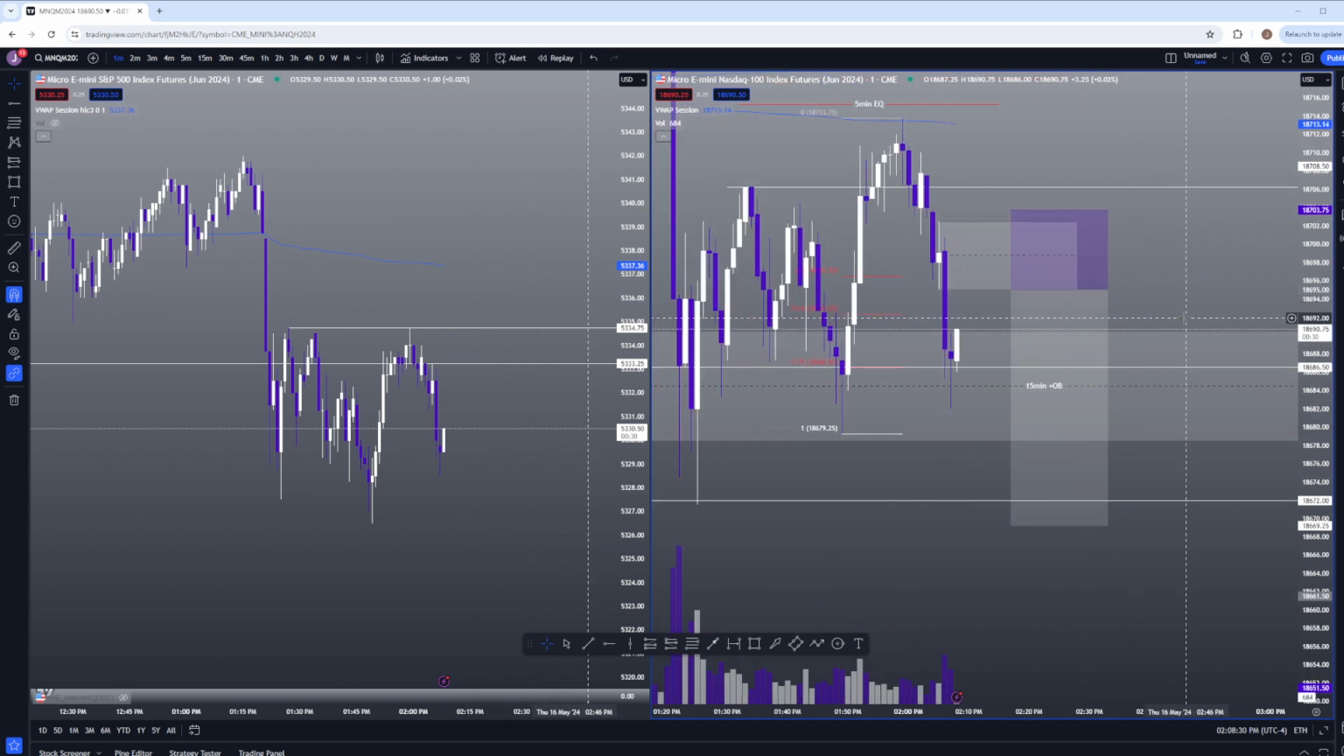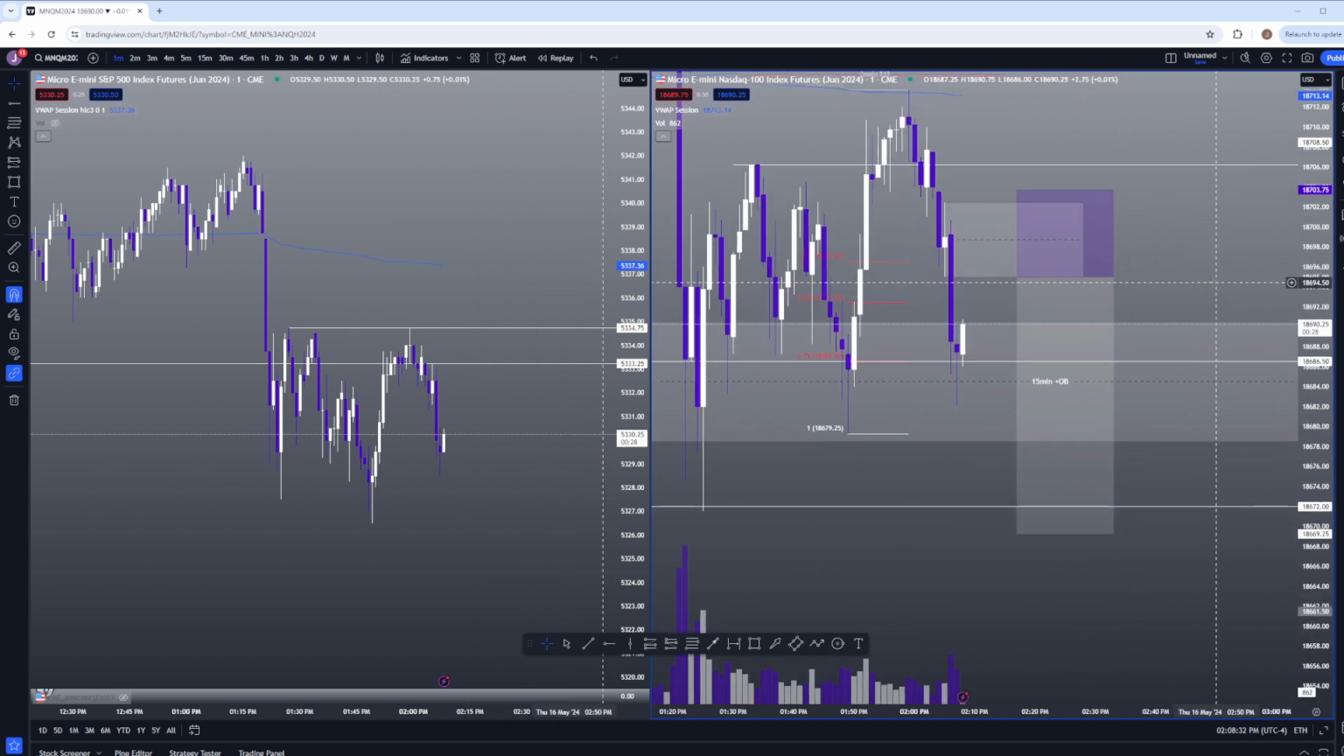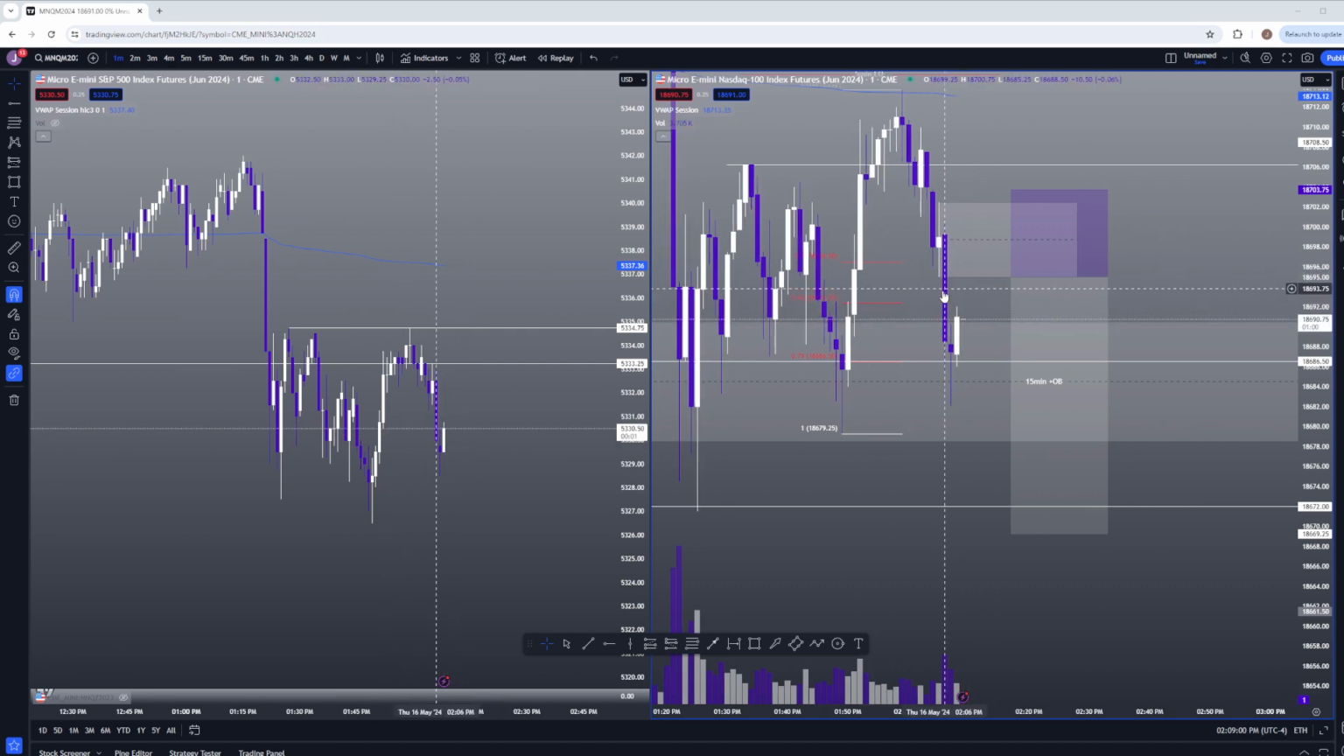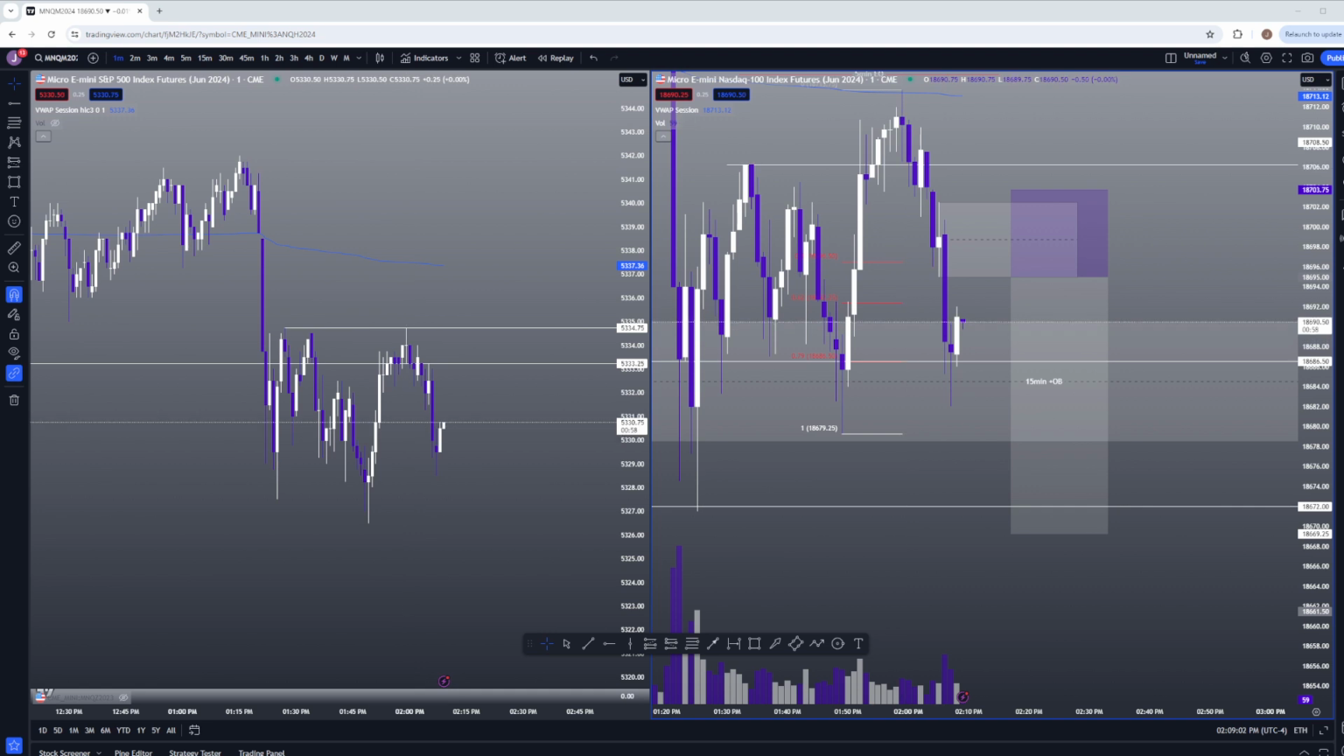So let's see what happens. Touching into that gap now. If we start to see a reaction, I might still think about just scalping this trade. But I would need to see a nice bounce here. Need to see a nice bounce. If you have a lot of conviction and you want to get a better entry, you could take that short already.